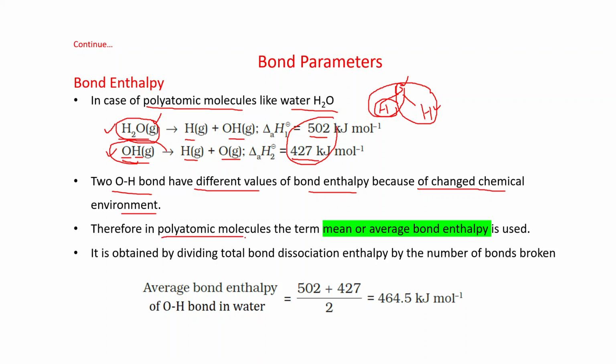Therefore, in polyatomic molecules, the term mean or average bond enthalpy is used. Then how can we find out this average bond enthalpy? It is obtained by dividing total bond dissociation enthalpy by the number of bonds broken. Average bond enthalpy of OH bond in water is calculated like this: 502 plus 427 divided by 2, and this will come to 464.5 kilojoule per mole. Okay.